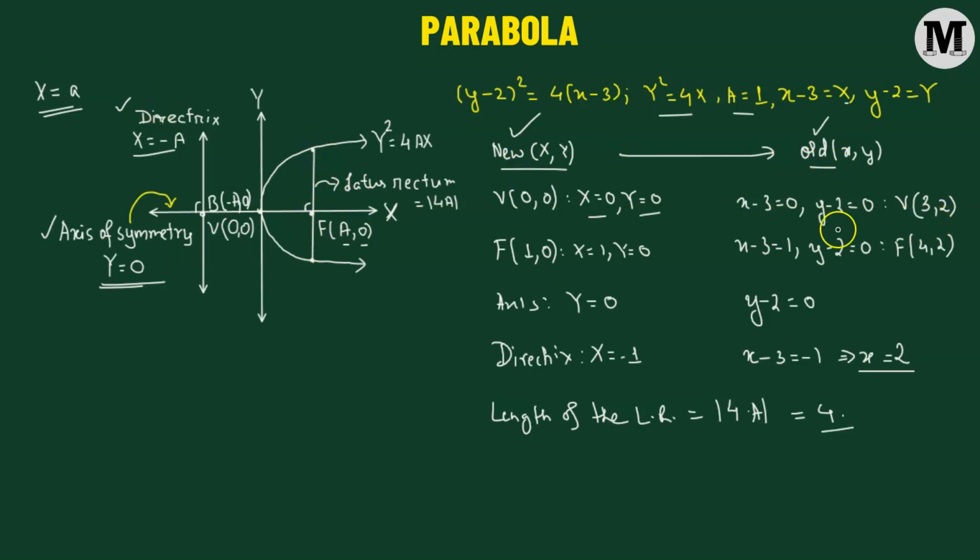So we have successfully obtained the coordinates of the vertex of the parabola. We have the coordinates of the focus of the parabola. We have the equation of the axis. We have the equation of the directrix, and we have the length of the latus rectum of the parabola, whose equation is given by (y minus 2) whole squared equals 4 times (x minus 3).